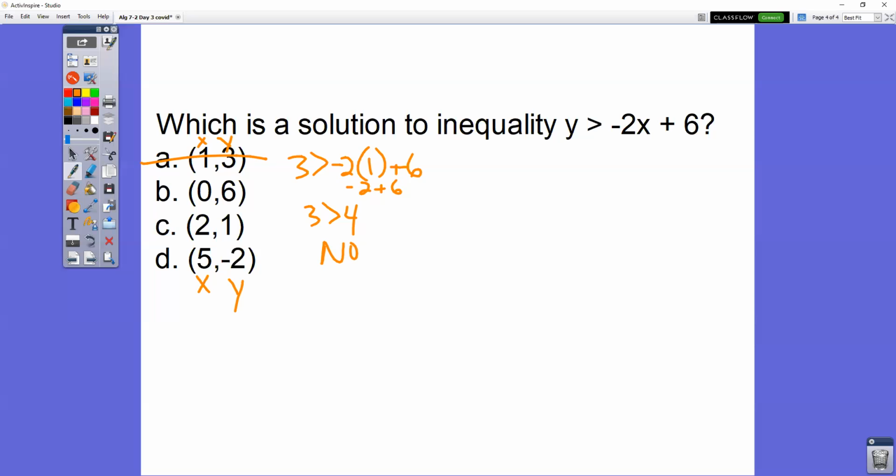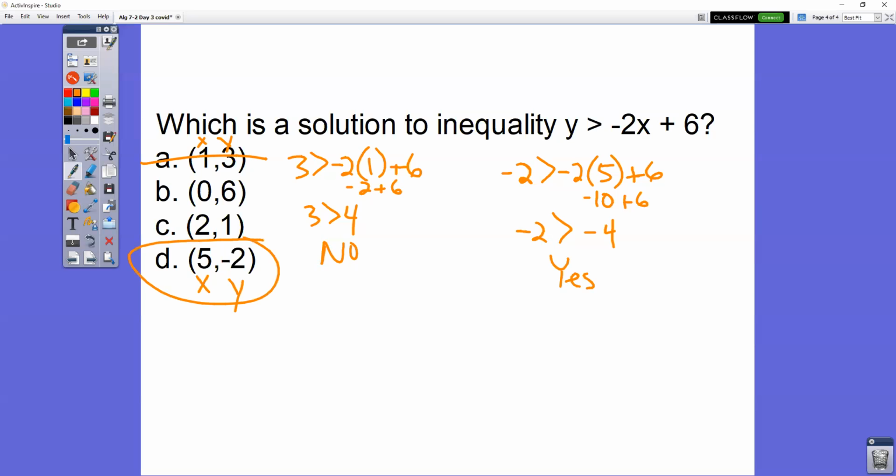If we try D, we would have negative 2 is greater than negative 2 times 5 plus 6. Negative 2 times 5 is negative 10, plus 6 is negative 4. Is negative 2 greater than negative 4? Yes, it is. Therefore, this one would be the correct answer, because that is your yes. B would not check, and C would not check.